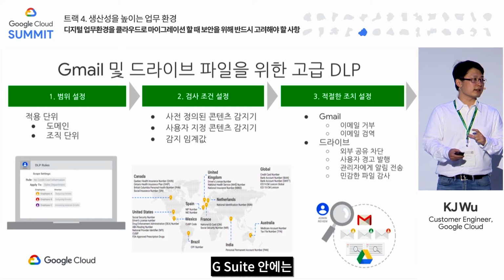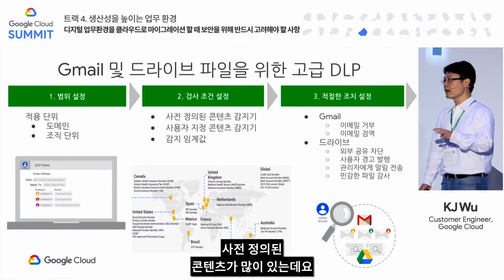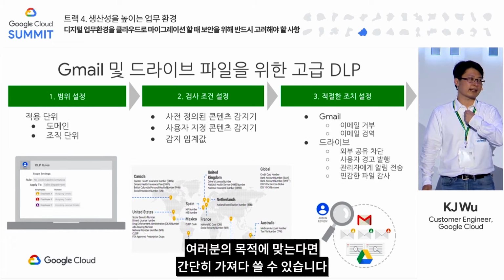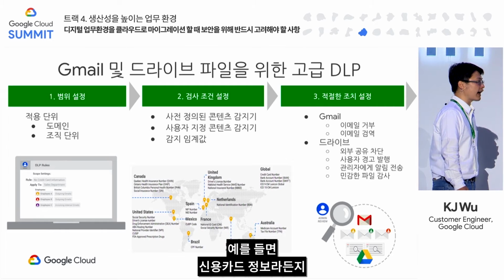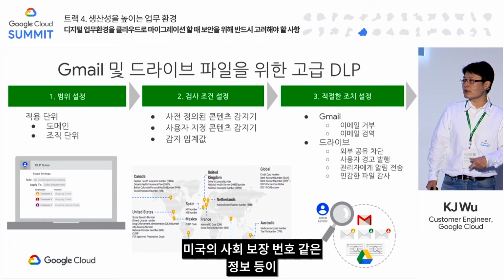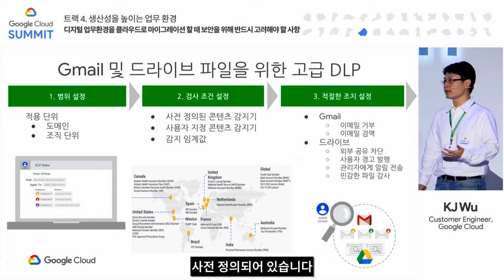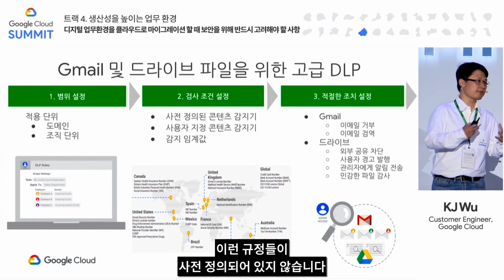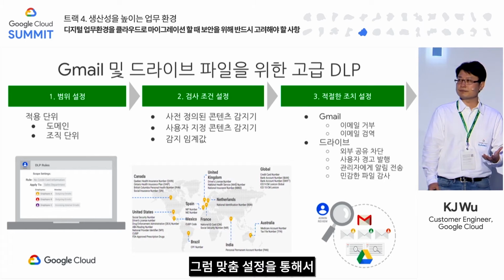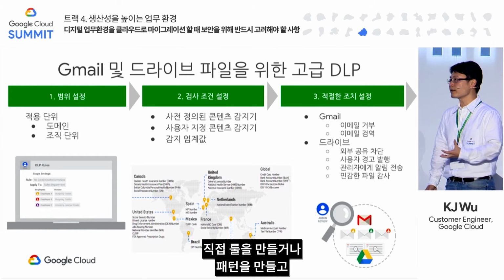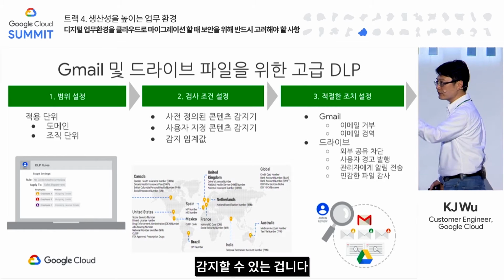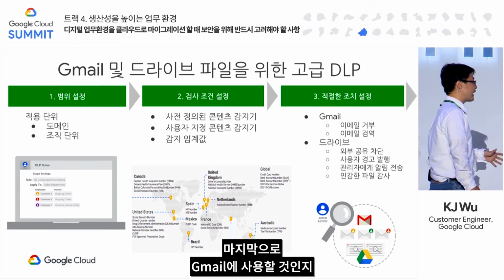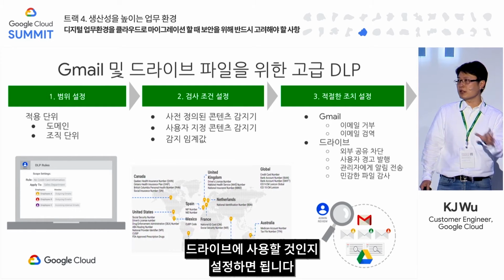Inside G Suite, we already predefined many policies. If that meets your goal, you can just take that. For example, globally, credit card numbers, in the US, social security numbers, and so on. Those are all included. But for example, for Korea or maybe Taiwan, we don't have a certain policy to protect that. Then you can set up custom rules or custom patterns to try to detect them. I think that's all you can do in G Suite. And last, you specify whether Gmail or Drive should protect them.